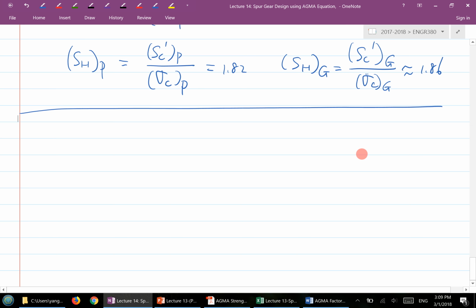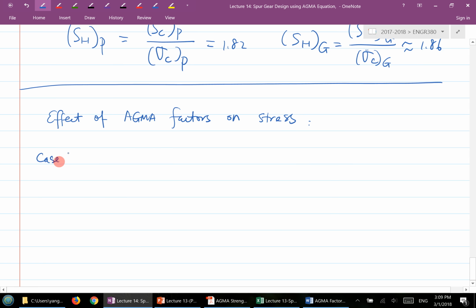Okay, so this part here, let's call that the effect of AGMA factors on stress. So let's go over the first one. Take a look at quickly the first one here.